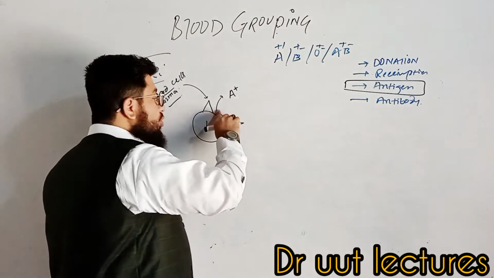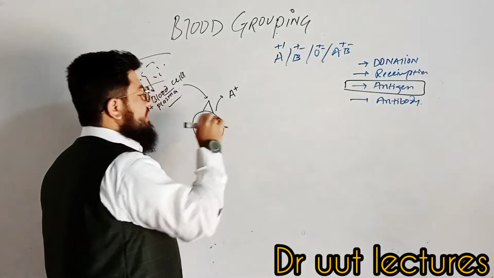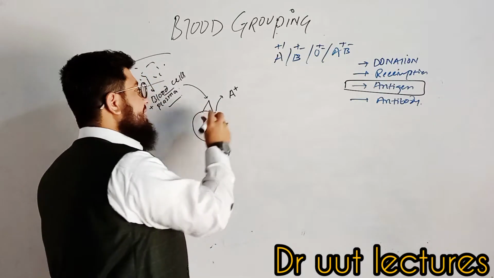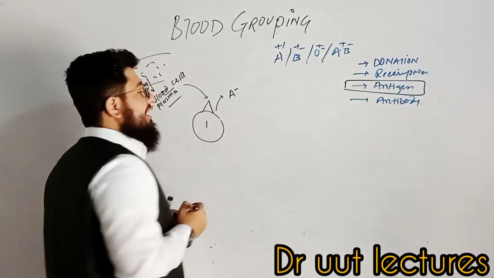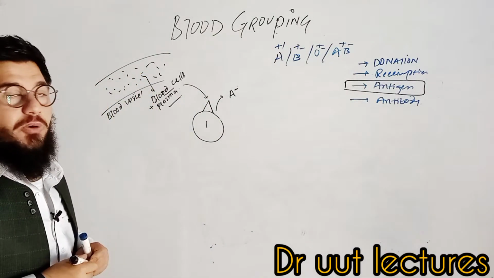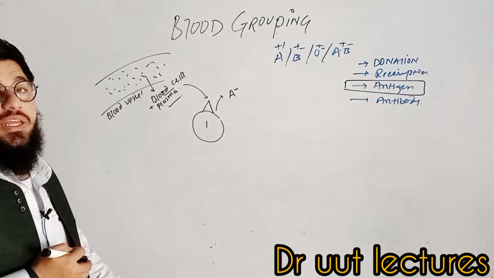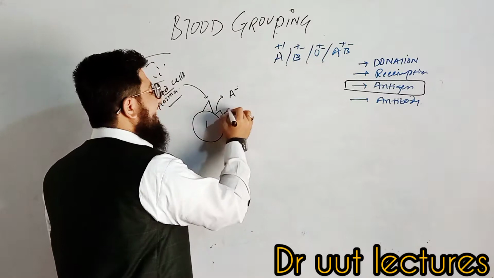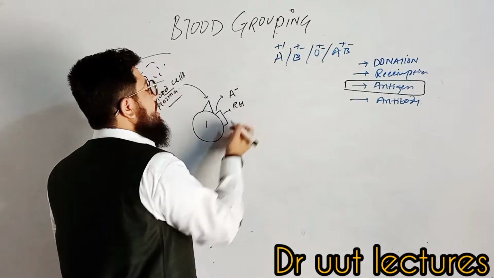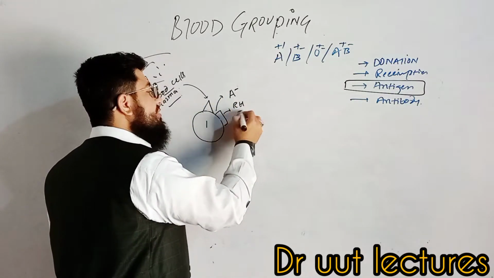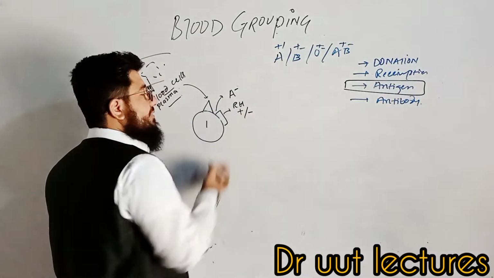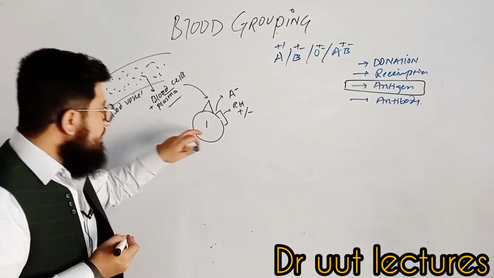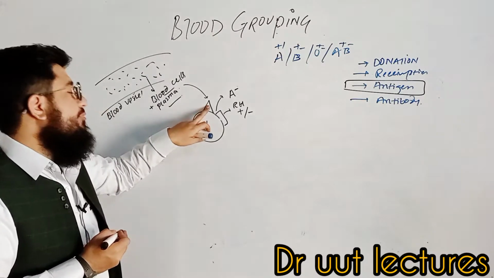What if this other structure is not observed, and only this kind of structure is seen? Then that person is A negative blood type. Now what is this other structure? It is called the Rh factor. If the Rh factor is available, then it is positive. If it is not available, then it is negative.